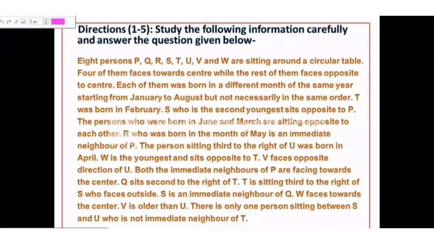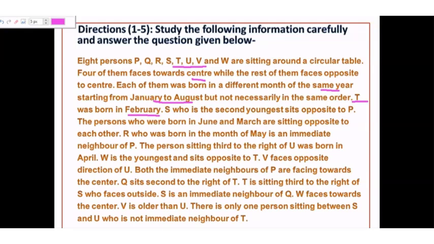So from the given information we got to know that: first, there are 8 persons sitting in a circle. Second, 4 of them face towards the center while the rest of them face opposite to the center. And third, the months are given to us, January to August in the same year. So there are 8 months and 1 person is born in each of these months. Here we are given T born in February, so we are now left with 7 months.